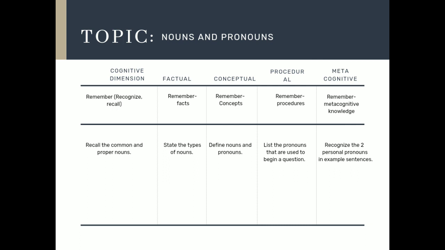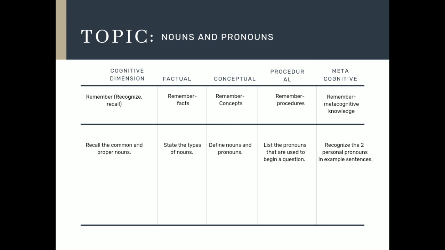Now I will first discuss the first level of the revised cognitive domain, which is remember. When we say remember, it means recognize and recall. In the first column, I wrote my objective, which is: student will be able to recall the common and proper nouns. For the second column, which is remember facts, I wrote: state the types of nouns.